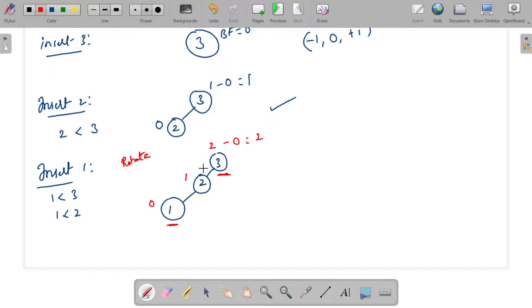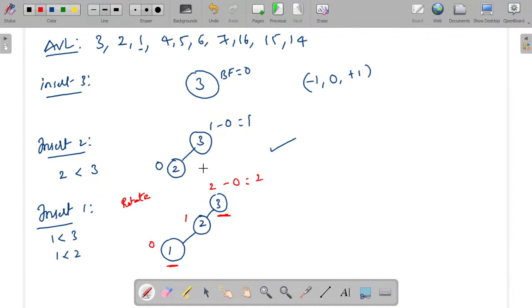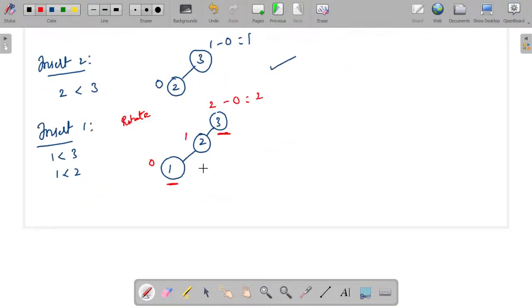Okay, Uday is asking a question. The tree was already in descending order. Why does the 5 go to 3? I don't understand your question, Uday. So we have them in descending order. Not sure what the question is, Uday.